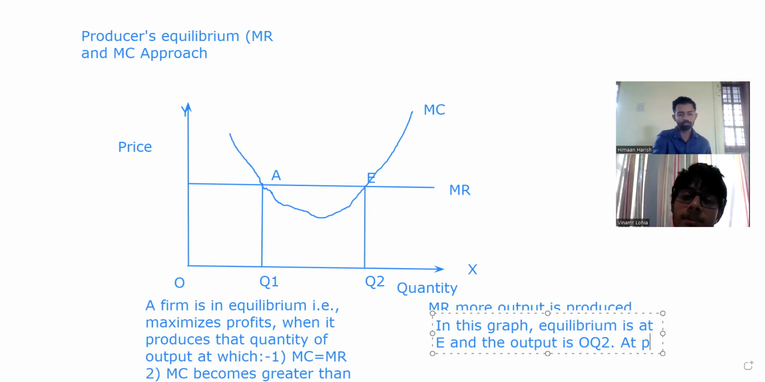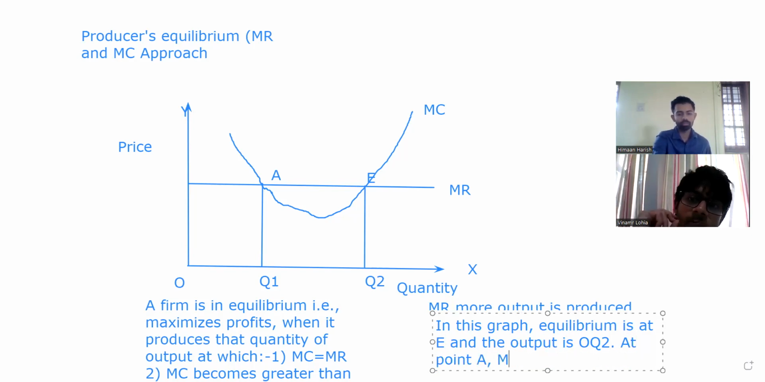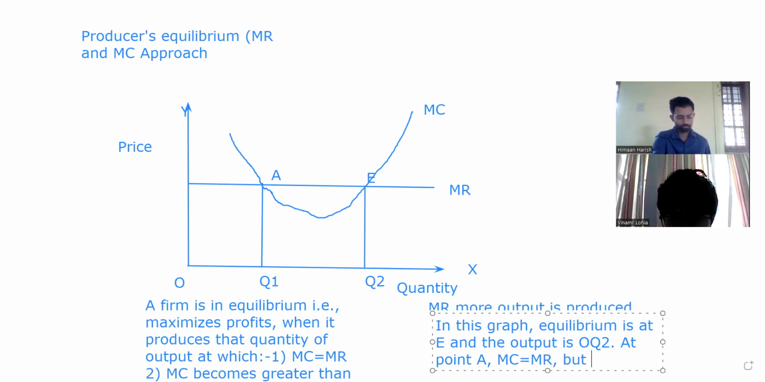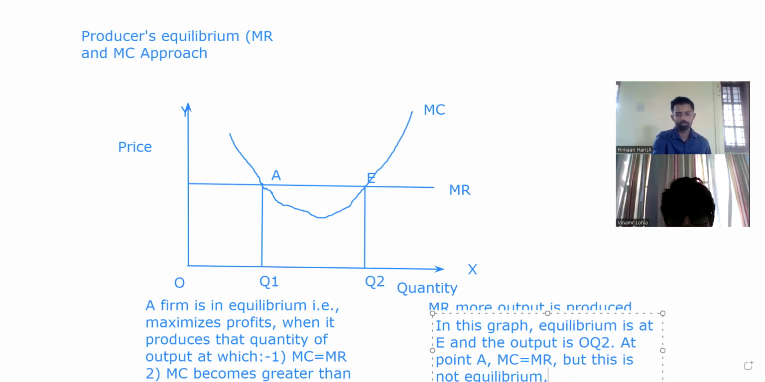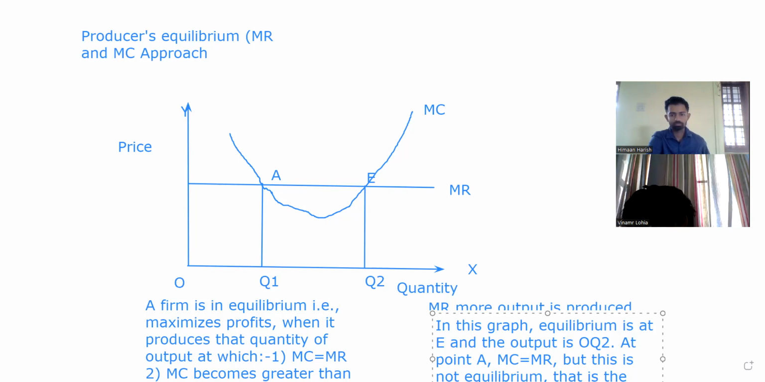At point A, MC is equal to MR, right? But this break-even point is not equilibrium. That is break-even, right? Yeah, that's the break-even point. But break-even is only for total cost equal to total revenue, right? So what is point A then?